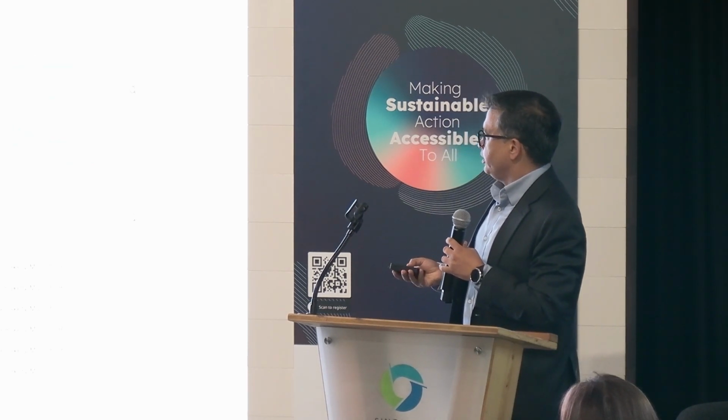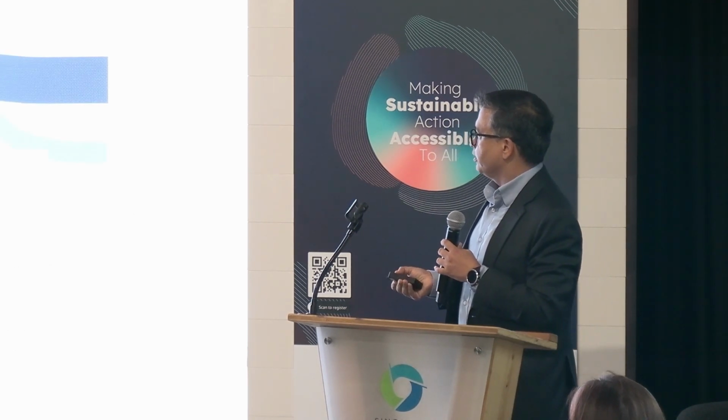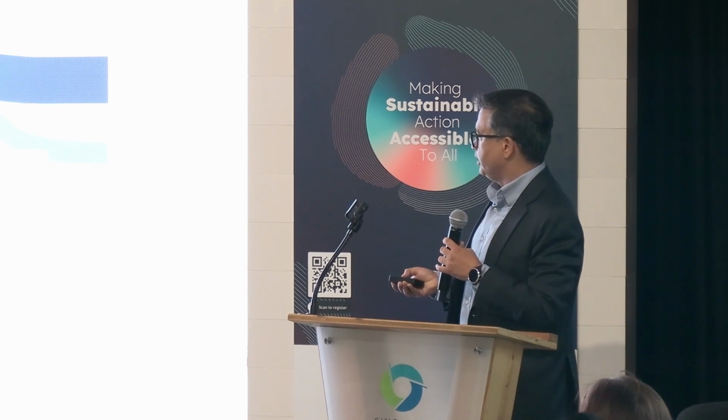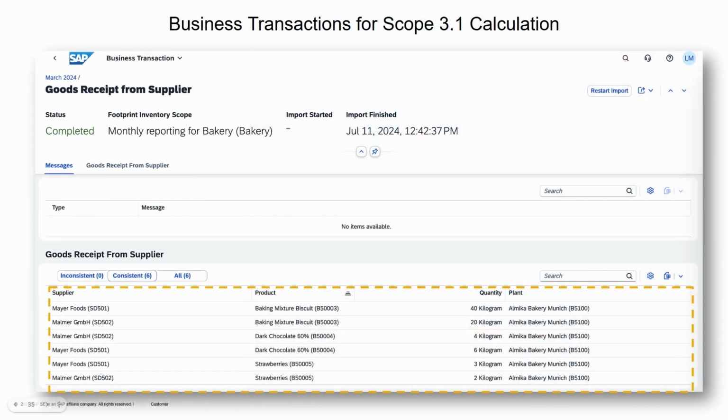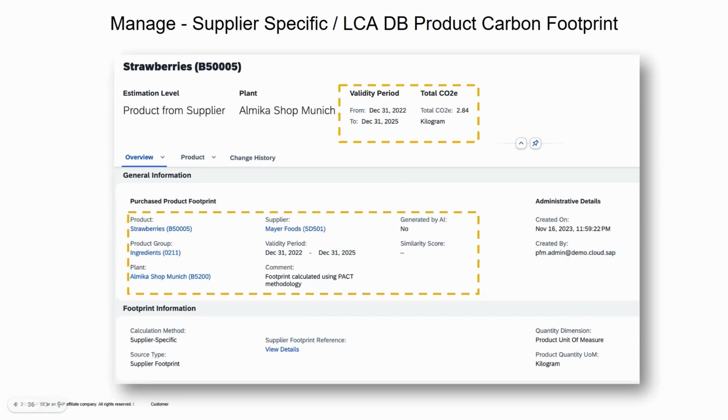And if you see that the 3.1 is very high, how it does the calculation is that it takes all the business transactions, as I said earlier, and on top of it, it defines my supplier PCF, supplier product carbon footprint, to do the calculation.